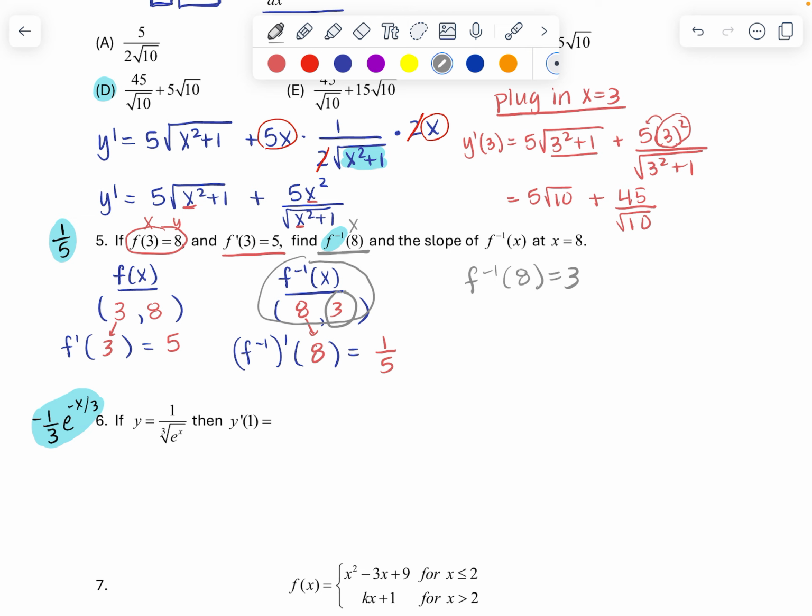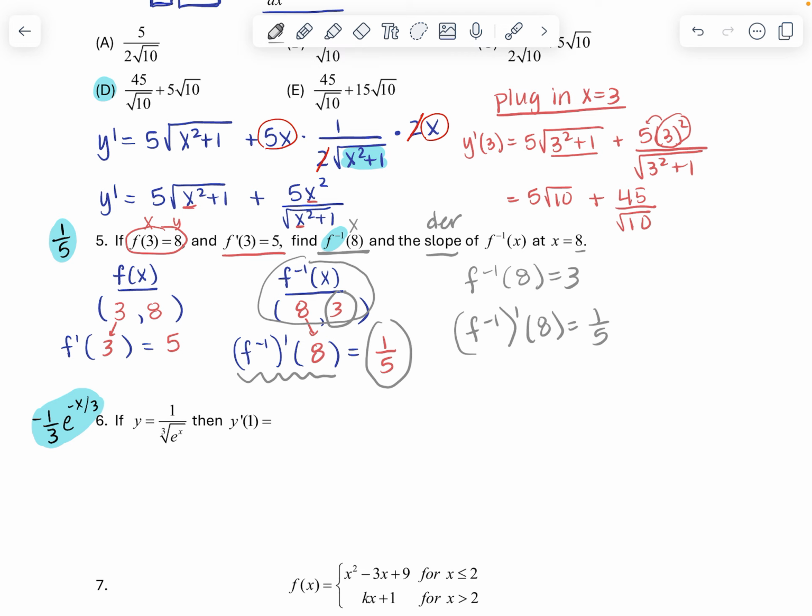All right, and then the slope of f inverse, the slope means derivative of f inverse at x equals 8. And you guys, that's this guy right here. The derivative of f inverse at 8 is 1/5. So f inverse derivative at 8 equals 1/5. So I really should have over here, let me add that to it.